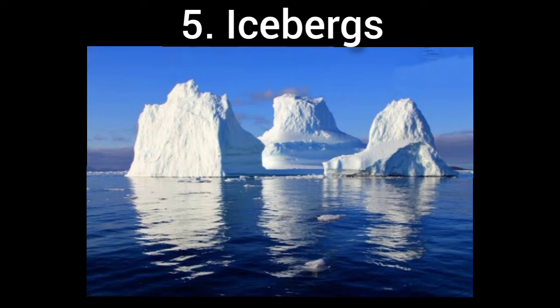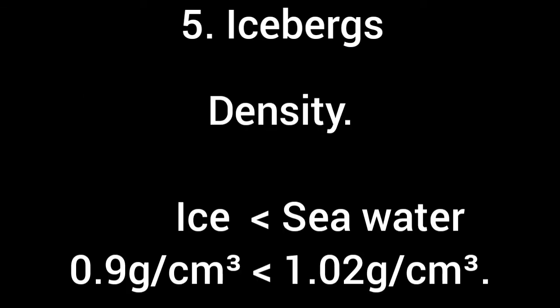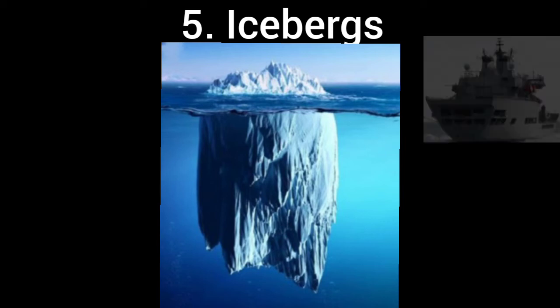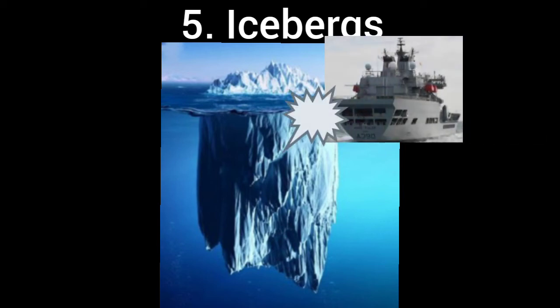The reason is that the density of ice is less than the density of seawater. The density of ice is 0.9 gram per cubic centimeter and the density of seawater is 1.02 gram per cubic centimeter. Hence, an iceberg floats in seawater with its large portion submerged inside the water and only a little portion of it is above the surface of water. Thus, a ship can collide with the invisible part of the iceberg under the surface of water. Hence, it is dangerous for ships.